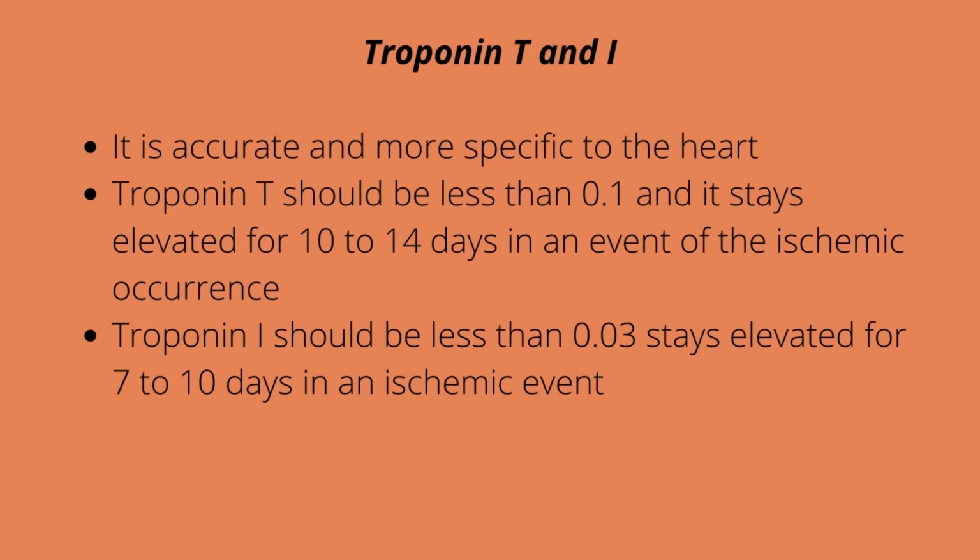Troponin T and Troponin I. Troponin T and Troponin I are very specific. They're the most specific and accurate to the heart. So with Troponin T, it should be less than 0.1 nanograms per liter and it stays elevated for 10 to 14 days if somebody has an ischemic event. For Troponin I, it should be less than 0.03 nanograms per liter and it also stays elevated for a range of 7 to 10 days in an occurrence of an ischemic attack, right?